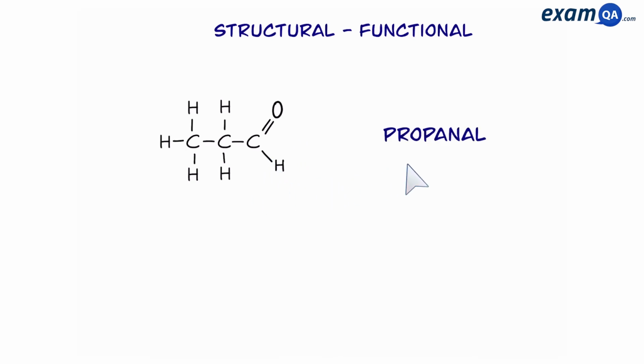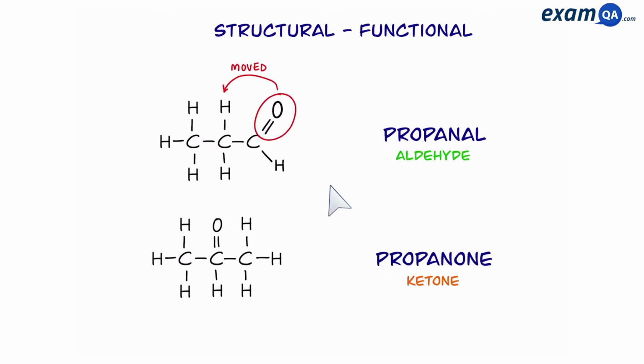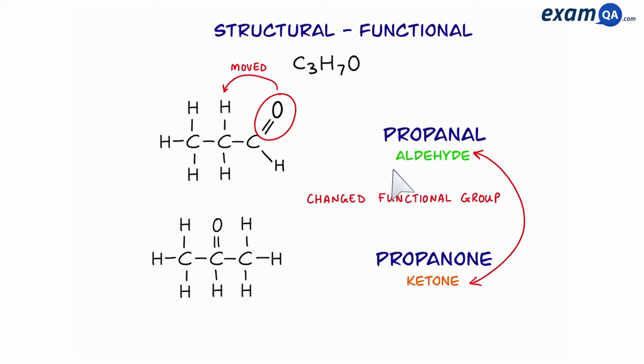Let's move on to the last one, functional. Now for this, there are some examples that you just have to memorize, and hopefully you can recall them in the exam. So over here we have propanal, which is an aldehyde, and here we have propanone, which is a ketone. Now notice, all I did is I moved the double bond and I completely changed the functional group. So this is what functional isomers are. By moving the atoms around, we create a different functional group. Also, it goes without saying that they both have to have the same molecular formula.